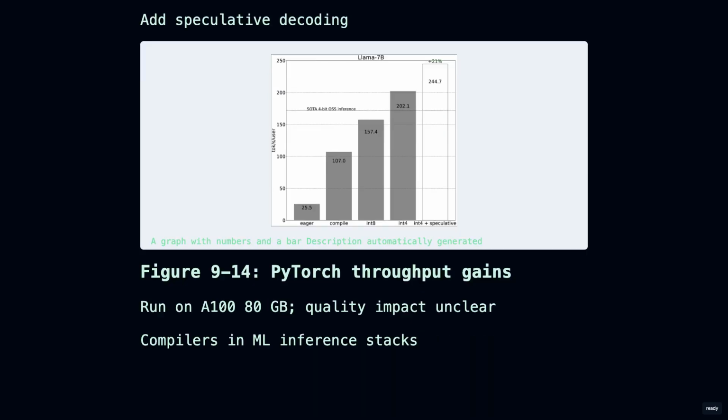More broadly, compilers can be separate tools or built directly into inference frameworks. The main idea is the same in every case. Generate faster kernels for a particular workload, sometimes using vendor-specific or proprietary optimizations.